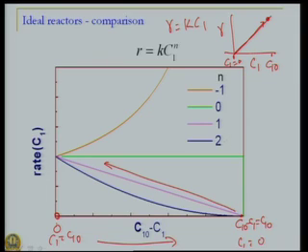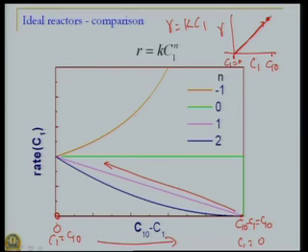In a similar manner, we can plot for n equal to minus 1, 0, where the rate is independent of concentration, 1 and 2. The blue line is for n equal to 2. So, Kc1 square, Kc1, K and Kc1 raised to minus 1.